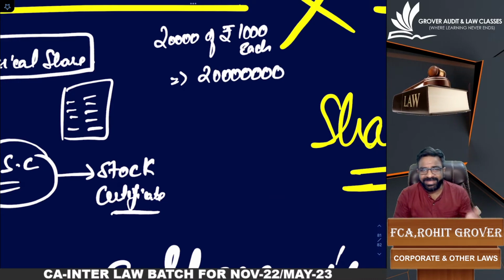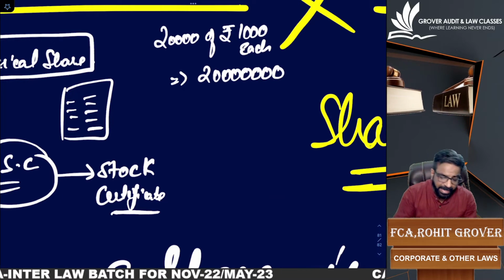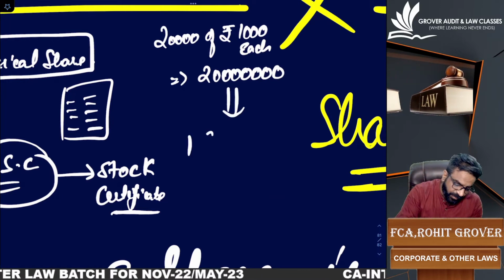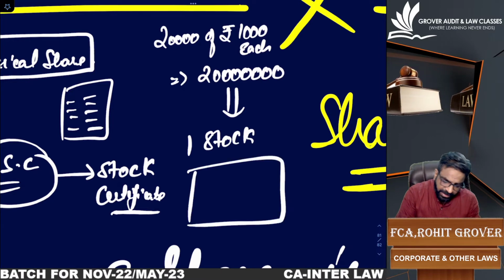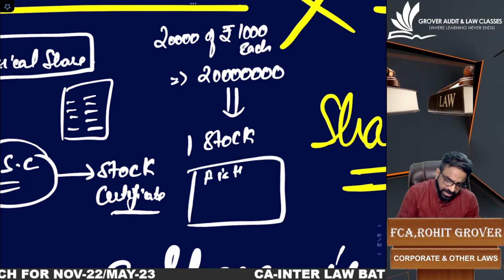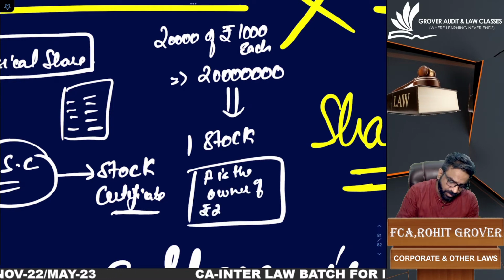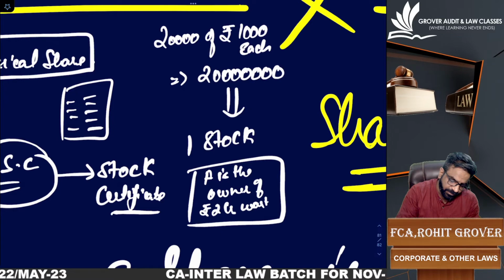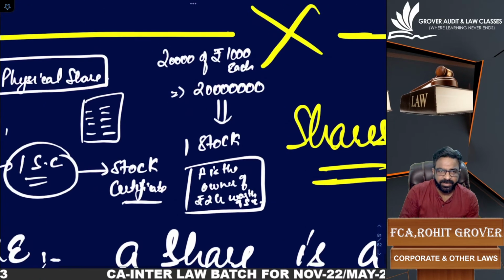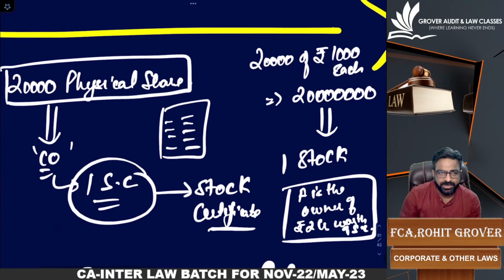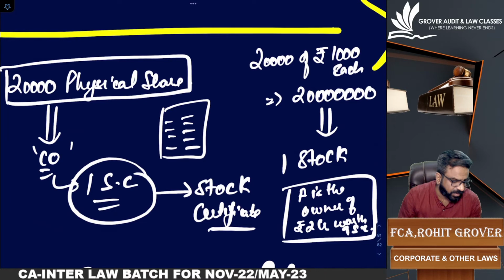So, these 20,000 paper share certificates have been changed to what? One stock certificate. Now, what will be written in the stock certificate? That Mr. A is the owner of rupees 2 crores worth of share capital. Now, my question is very simple, everyone. What is the difference you found in the physical share certificate and stock certificate?